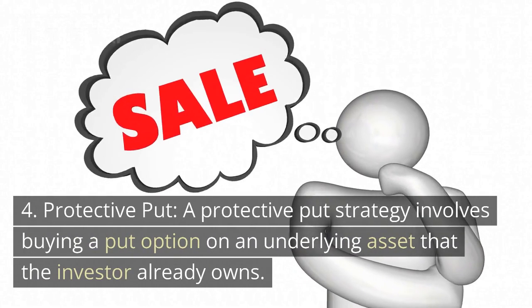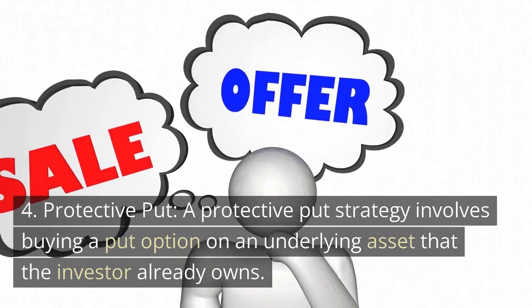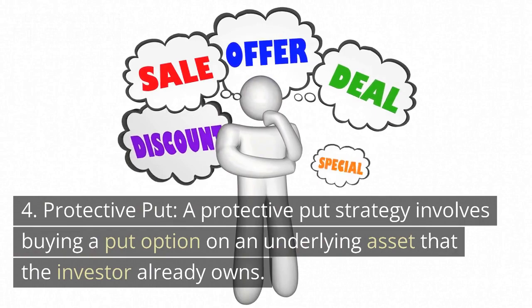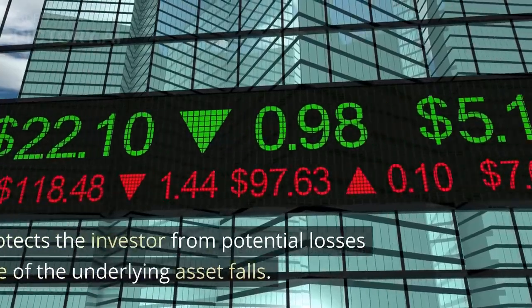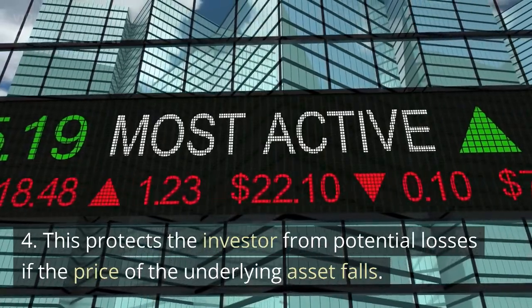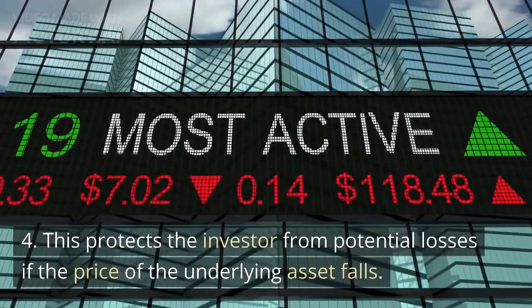4. Protective put. A protective put strategy involves buying a put option on an underlying asset that the investor already owns. This protects the investor from potential losses if the price of the underlying asset falls.